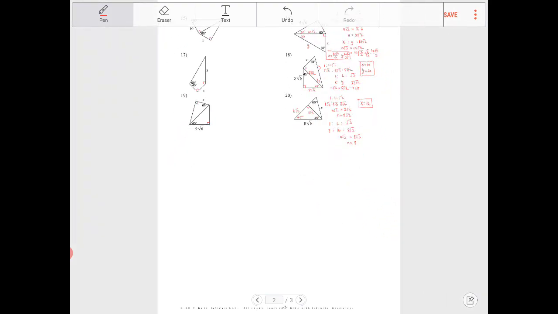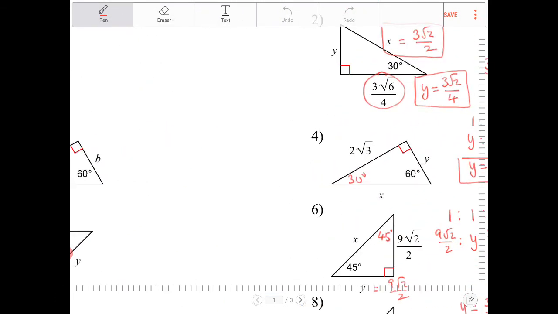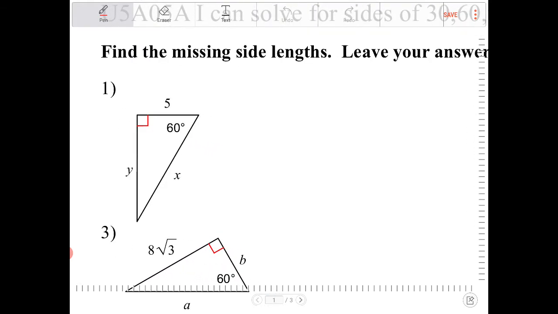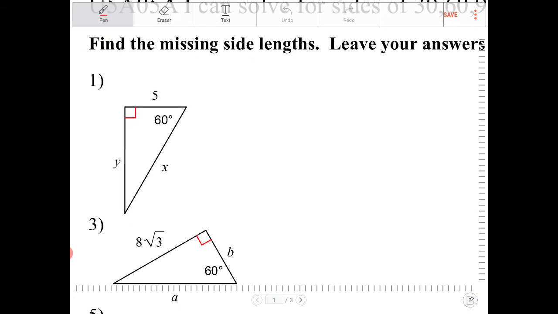You know what? I'll just go through the other ones as well, just because this is confusing. Okay, so I'll do number 1 as well. So this is 1, 2, radical 3. So I have this 5 is opposite of 30 degrees, so that means this is 5, and x is opposite of the side with a portion of 2, and radical 3 is y. So what will x equal to? X must equal to 10, and y must equal to 5 radical 3.